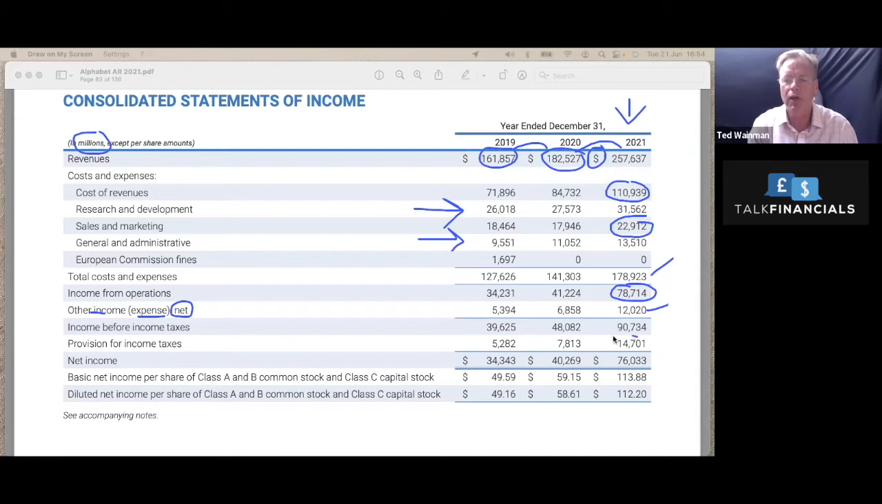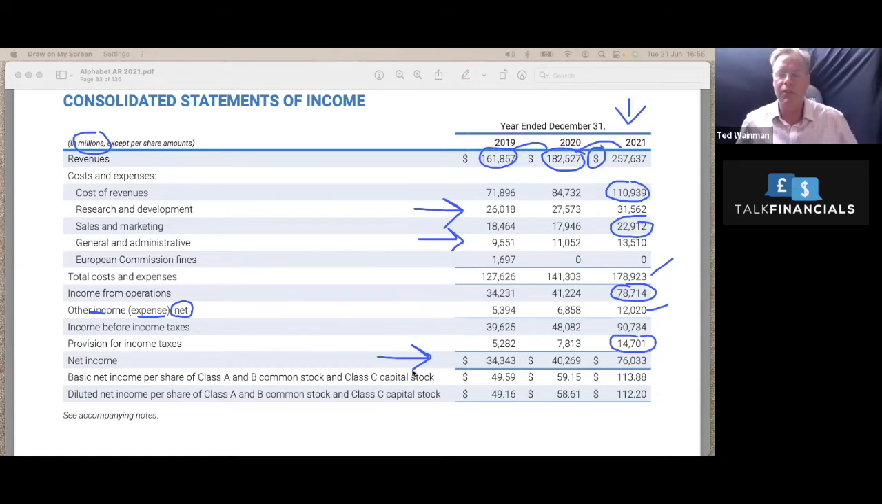And then we've got the tax that they're paying as well, about $15 billion. Keep the US Treasury very happy. Net income, bottom line, $76 billion, 30% margin. That's a really, really large percentage, up from 22% in 2020. So for every dollar they bill, the company gets to keep 30 cents.